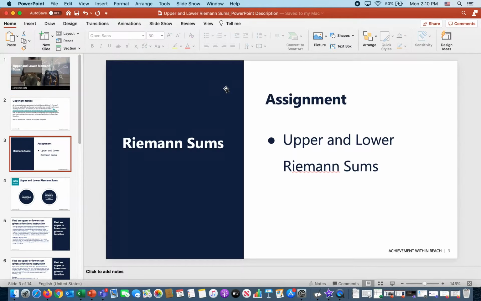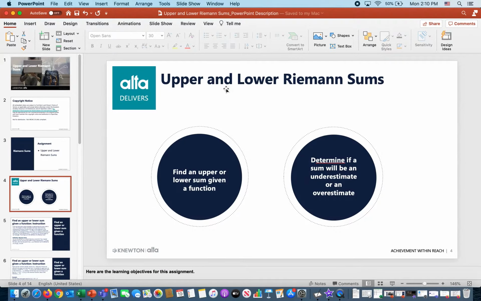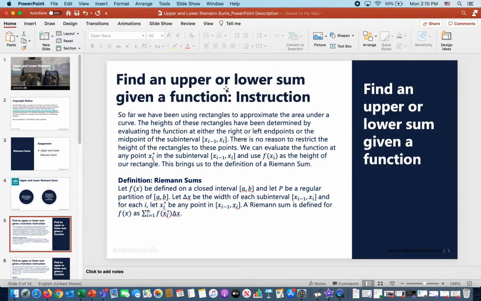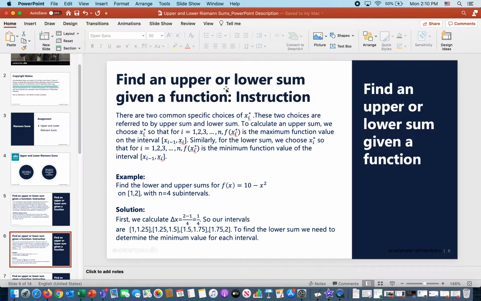Okay, so we'll do a few of these. We'll find an upper and lower sum. We'll determine if the sum is going to be an overestimate or an underestimate, and then that'll prep you for what you're going to see in the Newton homework assignments. Now, this screen right here, you can take a look at and read through if you'd like. But what I really want to do is focus on this first example here.